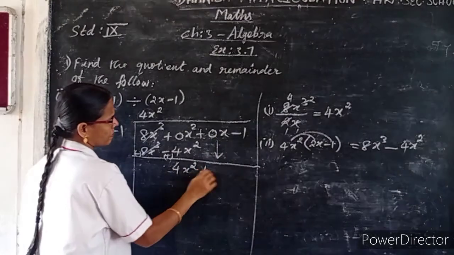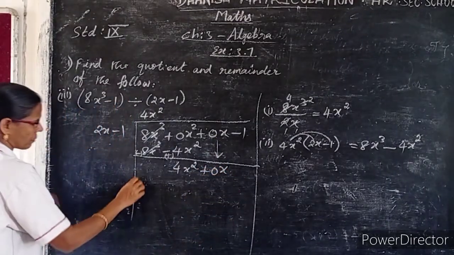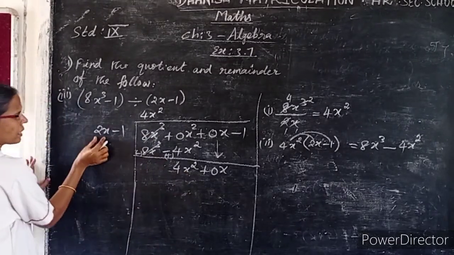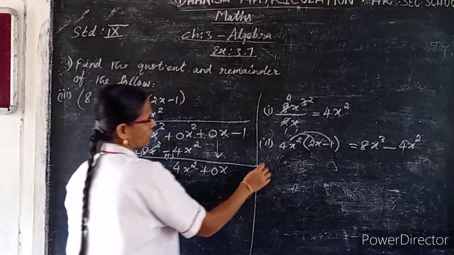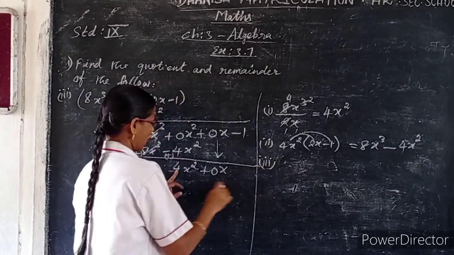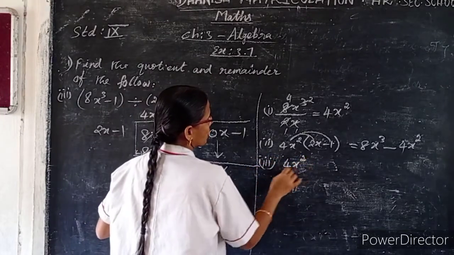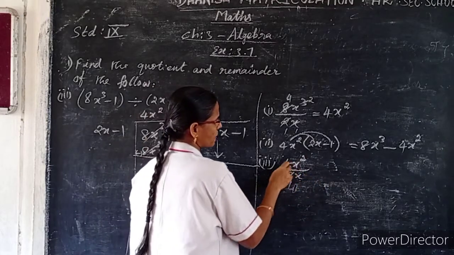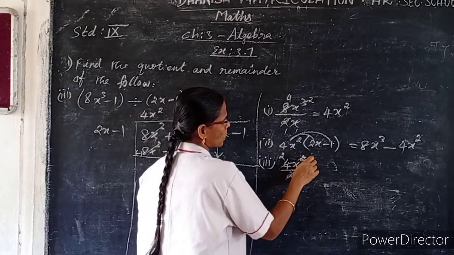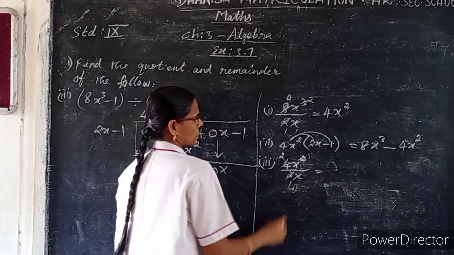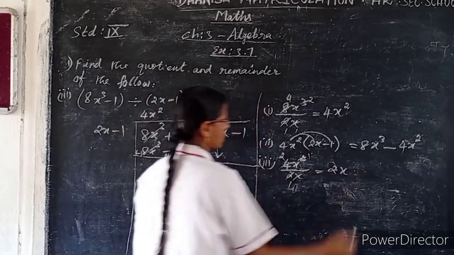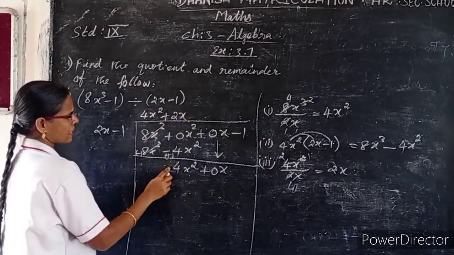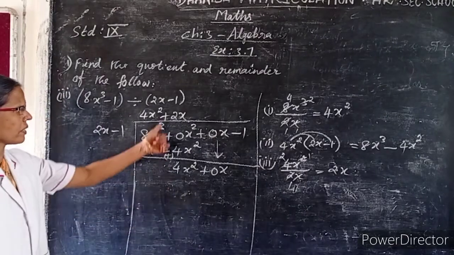Write down this term 0x. Next, find the quotient. For that, divide this first term by this first term. So the third step is divide 4x square divided by 2x. Now cancel by 2 table: 2 1 times, 2 2s are x square, answer. So write that 2x here, plus 2x, because the sign is plus, that sign only will come here.